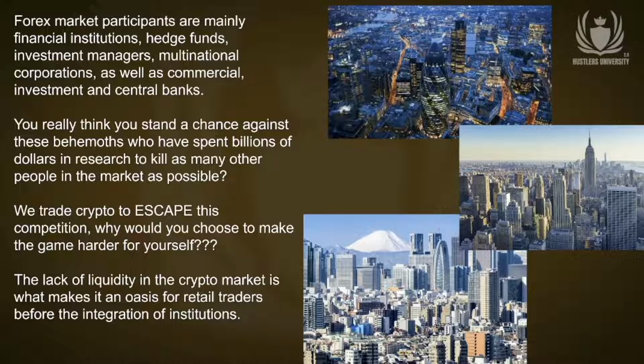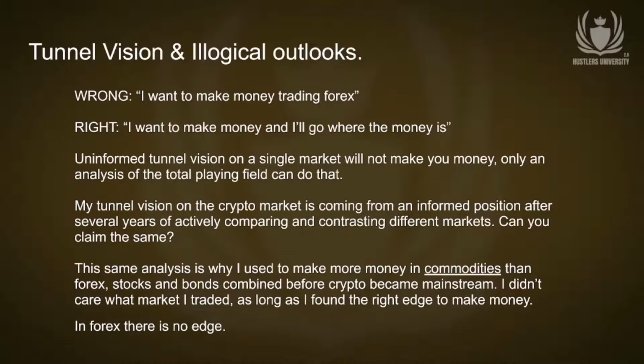The lack of liquidity in crypto markets is what makes it an oasis for retail traders before the integration of institutions. We're trying to get as much money as possible before the game becomes hard. So this is where the psychology comes into it, where tunnel vision and illogical outlooks seem to propagate. The wrong outlook is that I want to make money trading Forex. The right outlook is I want to make money and I will go where the money is.